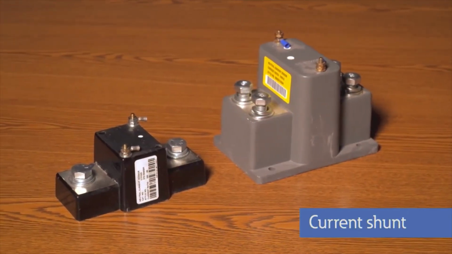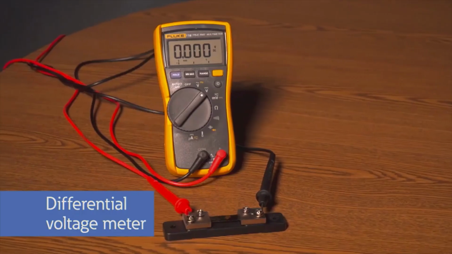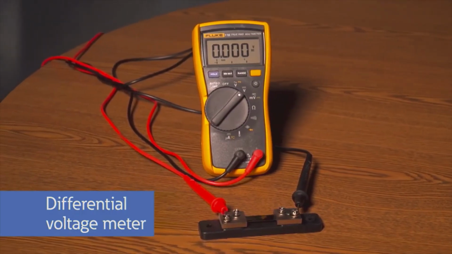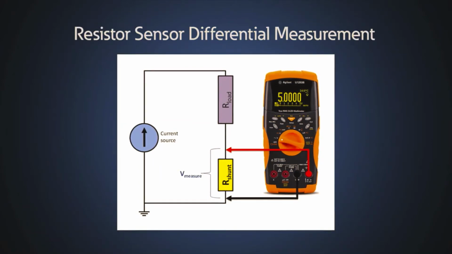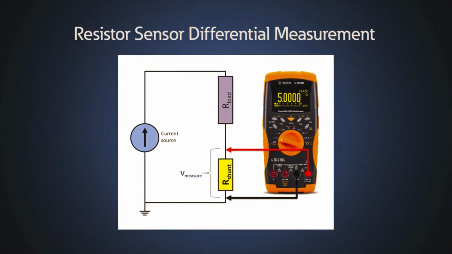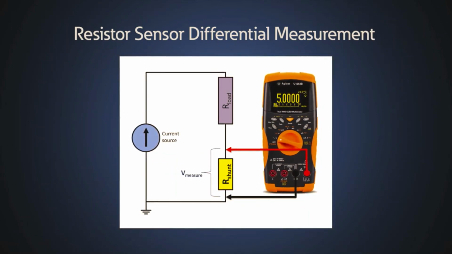One of the easiest ways of measuring current is with a current shunt or shunt resistor. By using Ohm's law, a known value sense resistor in combination with a differential voltmeter can be used to measure the current passing through the resistor. Because the resistor is small in value, the voltage drop across it is also small, but the value of current can actually be quite large. This method can be used to measure both AC and DC current.